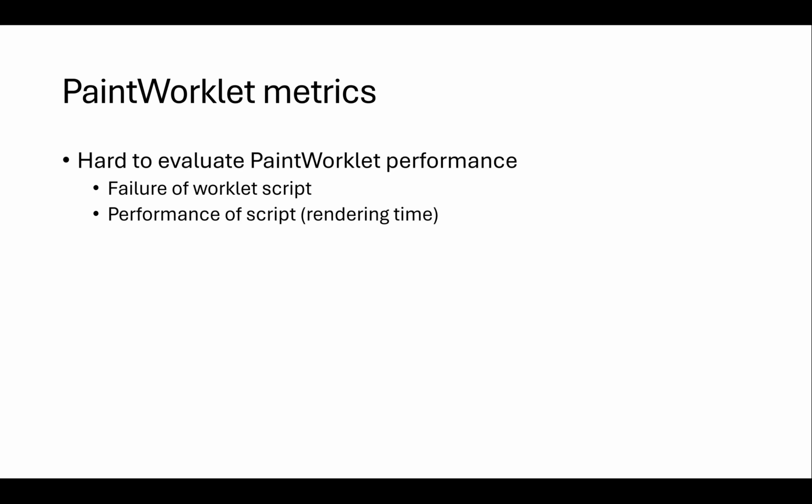So if we cannot detect failures and it's a critical functionality, we're going to be hesitant to use it fully in production. Also, we lack some understanding of the performance of a Paint Worklet, some timing measurements. It's basically a black box to us. We can just tell it to run, but we don't know anything about what happened when it ran.